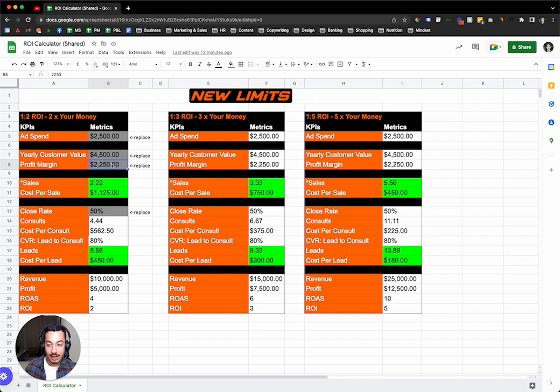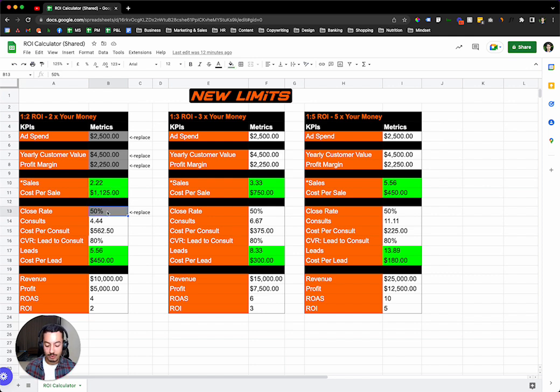Now, straight away, this spreadsheet is telling us that if we're spending 2.5K and this is our customer value and this is our profit margin, then we need to get 2.22 sales in order to get a 2-to-1 return on our investment. And therefore we're willing to spend 1,125 to get that sale.